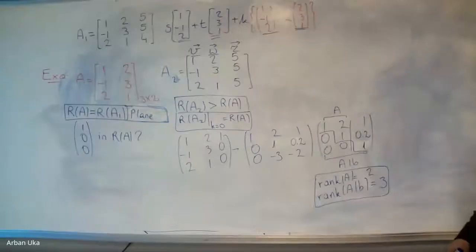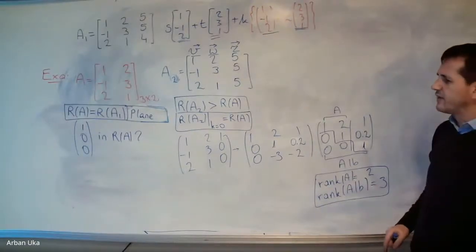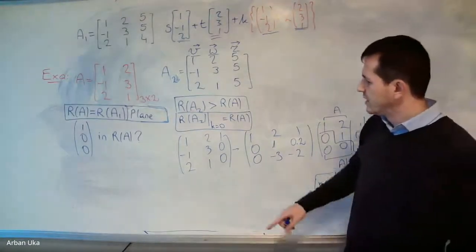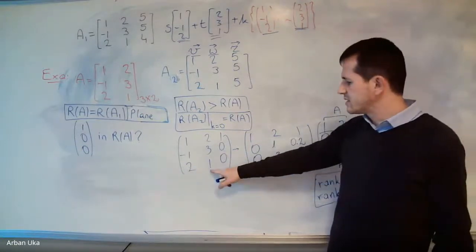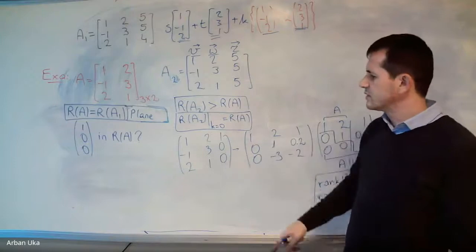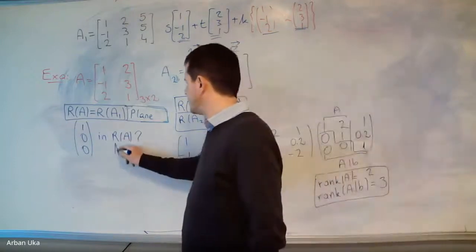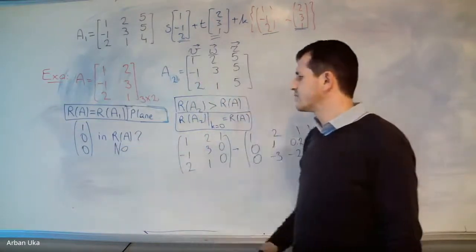So we have no solution, which means that we can never find a constant number that multiplies the first column plus another constant number that multiplies the second column that would give (1, 0, 0). So the answer is no. So is this in the range of A? No.